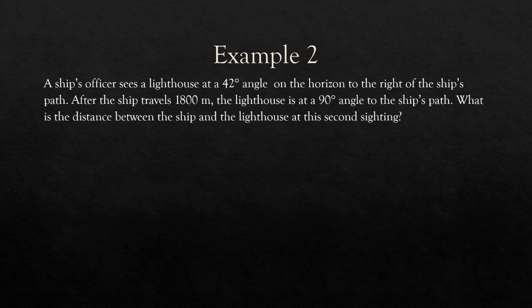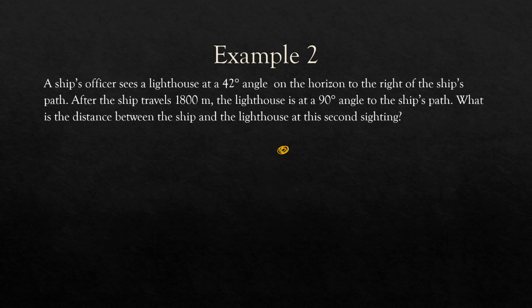Now we have one more example. A ship's officer sees a lighthouse at a 42-degree angle on the horizon to the right of the ship's path. After the ship travels 1,800 meters, the lighthouse is at a 90-degree angle to the ship's path. What is the distance between the ship and the lighthouse at this second sighting? So this one might be a little confusing because we're not seeing an angle of elevation or angle of depression. Where is the angle? Imagine this one as a bird's eye view.